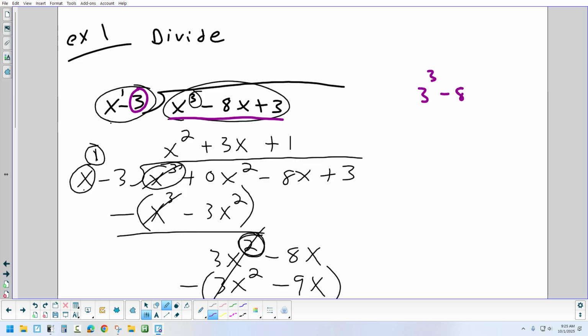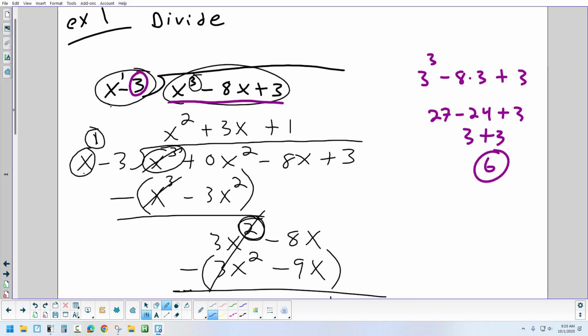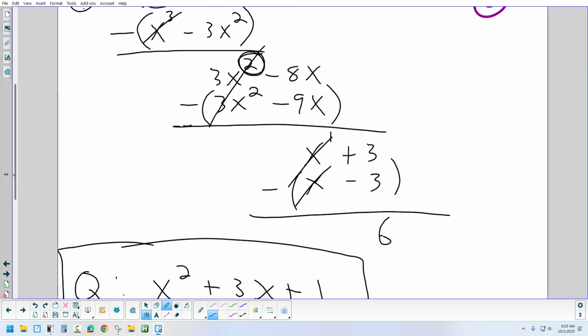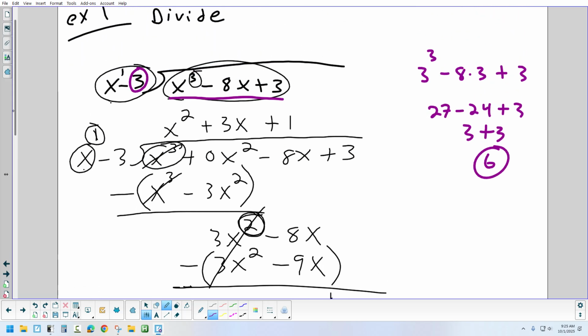3 cubed minus 8 times 3 plus 3. What's 3 cubed? Yeah, 27. 27 minus 24 plus 3. What's 27 minus 24? Yeah, 3. And 3 plus 3 gives me 6. What did we get for a remainder when we did this problem? We got 6. So that's a very quick way you can find the remainder.